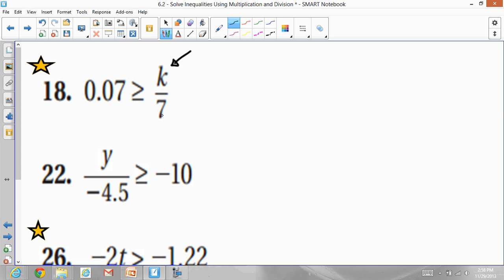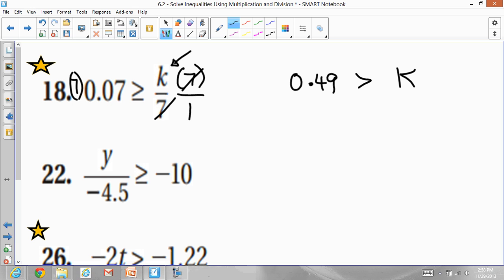So the opposite of dividing by 7 is to multiply by 7 on the left and multiply by 7 on the right. So if you stick a 1 on the bottom, 7 on the top and 7 on the bottom cancels out. 7 divided by 7 gives you a 1. So all you are left with on the right side is just your k. And on the left side, you got 7 times 0.07 to give you 0.49.